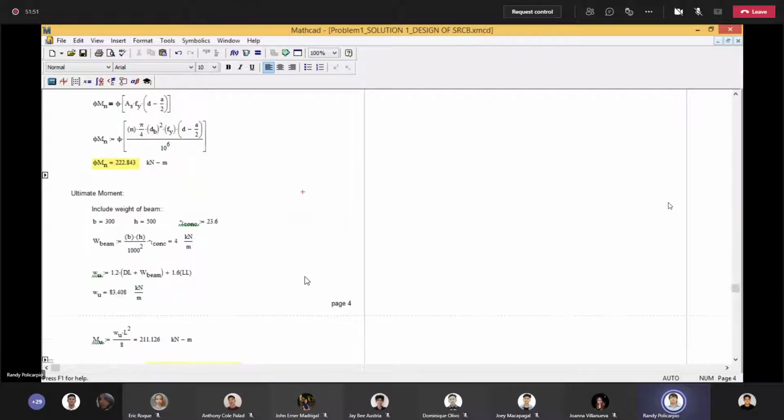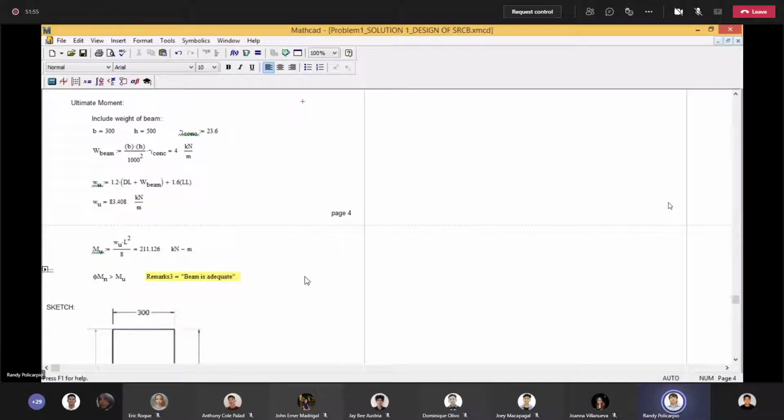Now, if we look at yung given problem natin, dahil nagdi-design pa lang tayo, wala tayong weight ng beam sa computation ng design moment. So since we already have the dimension of our beam, we may now compute the additional weight that will be added sa computation ng ating design moment. So we need to include the weight of the beam. We get the area of the beam cross section, and we multiply it by the unit weight of the concrete, which is 23.6 kilonewton per cubic meter.